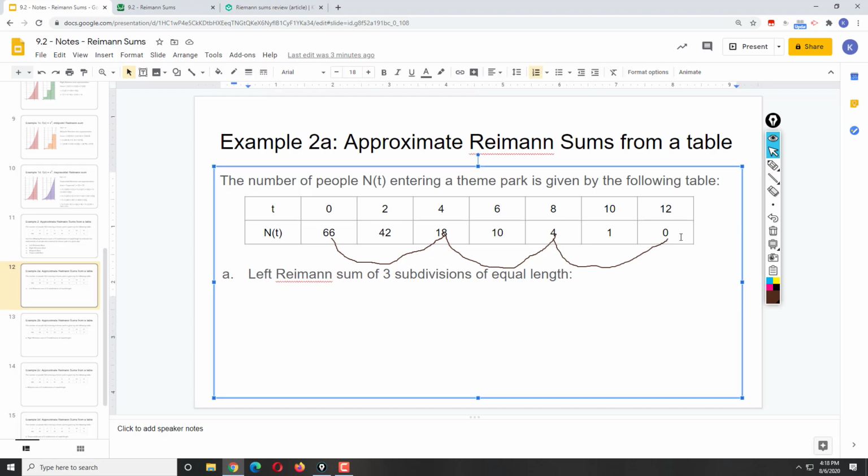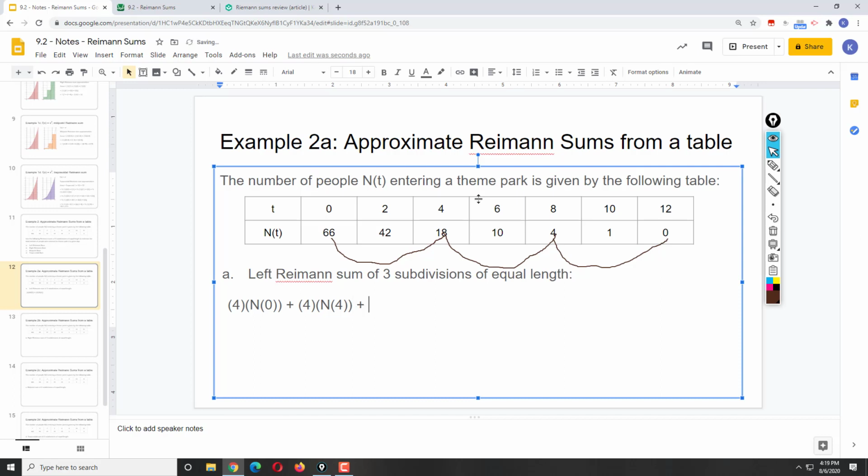So, with the left Riemann sum, the first rectangle is going to have a base of 4 because we're going from 0 to 4. The height, we're going to use n of 0 because we're going to use the number value on the left. It's the left Riemann sum. The second rectangle is going to be 4 again. This time we use n of 4 because the second interval goes from 4 to 8. So the left Riemann sum uses n of 4.